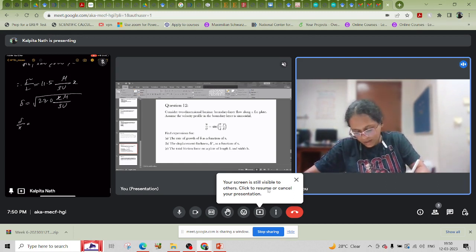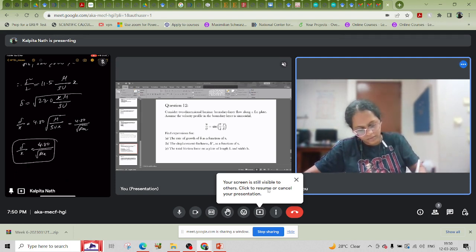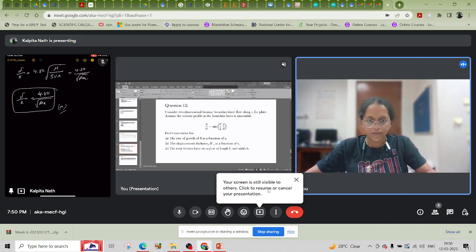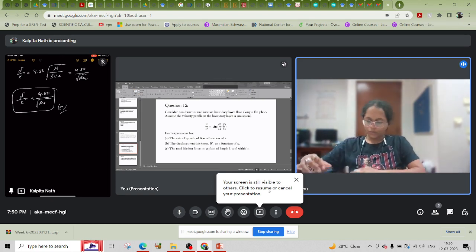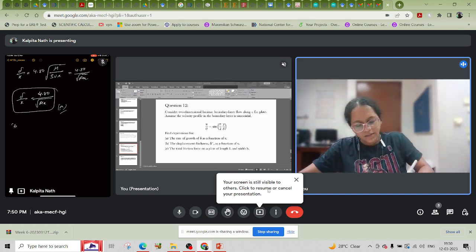Delta by x is equal to 4.80 root over mu by rho u x, which is 4.80 by root over Reynolds number. Delta by x is equal to 4.80 by root over Reynolds number. So this is the answer of A. Okay, now the answer of B.